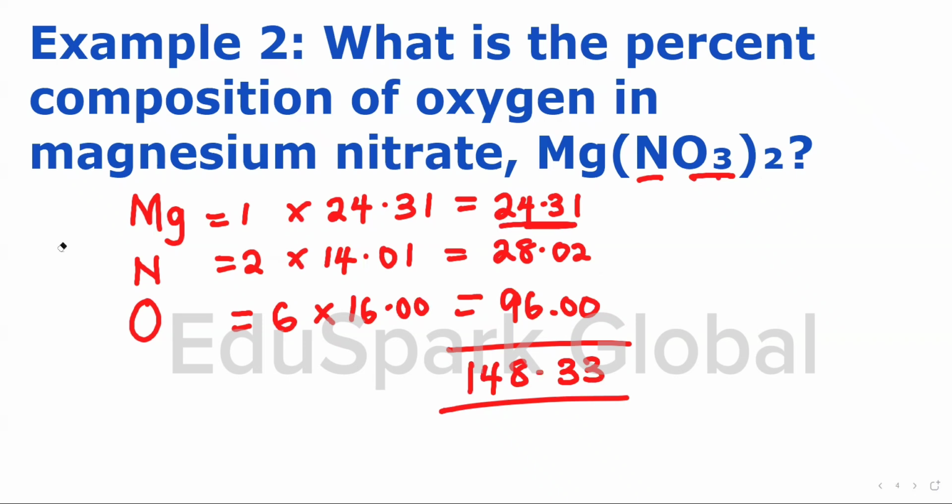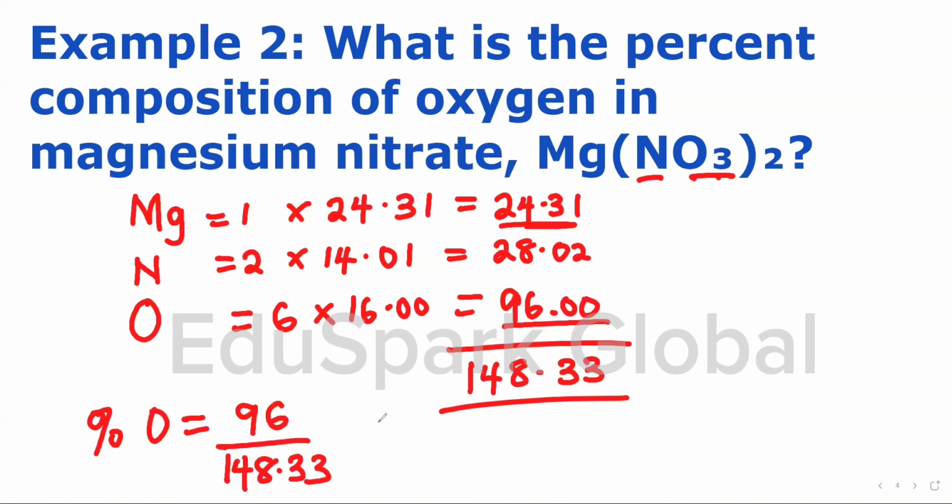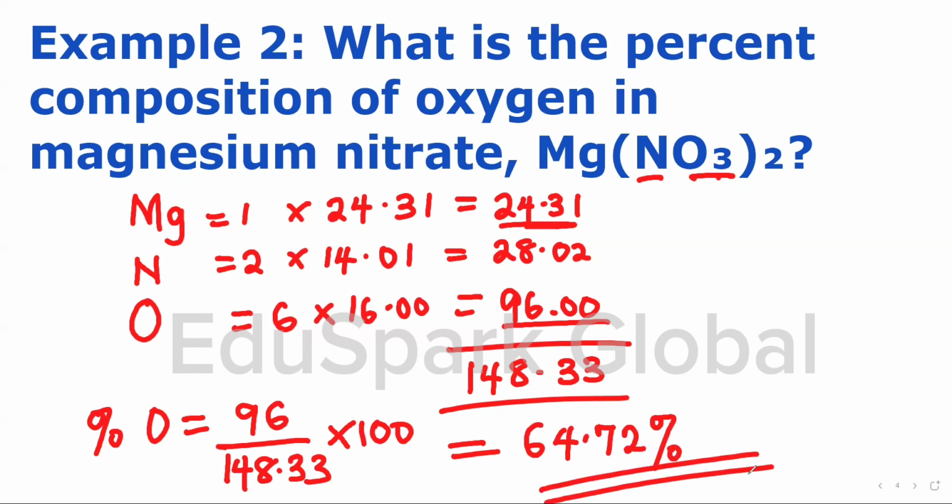Since the question is specific and they're only asking for the percent oxygen, we're going to simply say percent oxygen equals 96, which is the total mass of oxygen in that compound, over the molar mass of the compound times 100. Now, 96 divided by 148.33 times 100 will give us 64.72%. And that will be our answer.